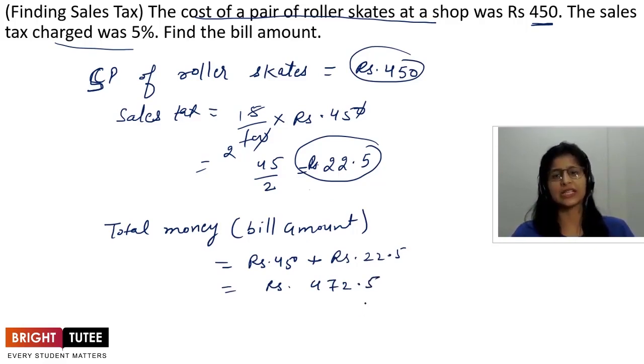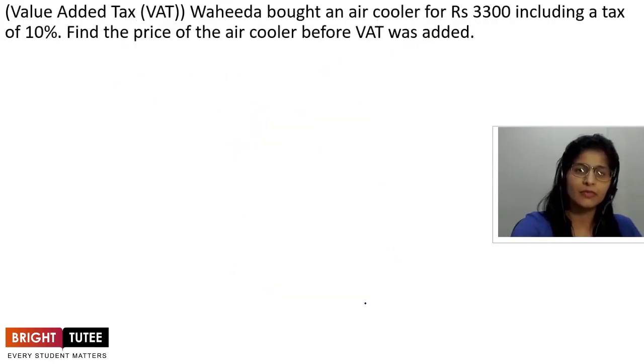Yes, we have purchased the item for rupees 450, but the shopkeeper will definitely add the sales tax, that is 5%, and sales tax is always on selling price. So it is on 5% of 450. We calculated it and we have added it to the rupees 450 to calculate the total bill that is to be paid to the shopkeeper. Let's do one more question.